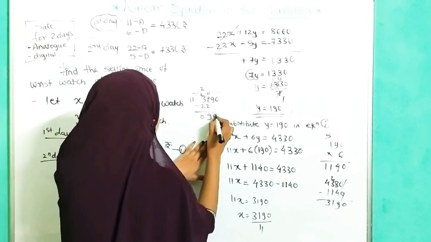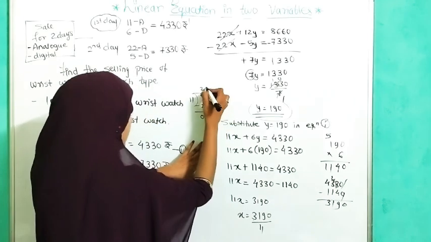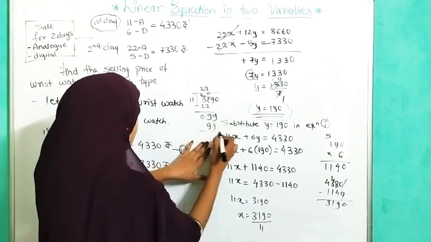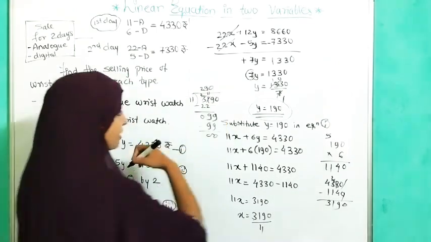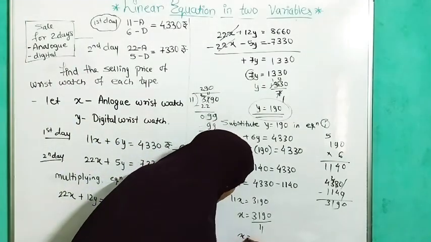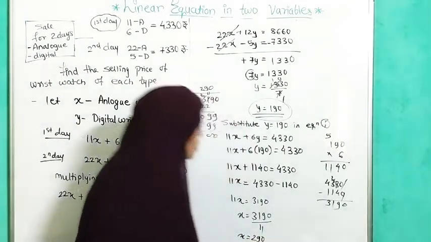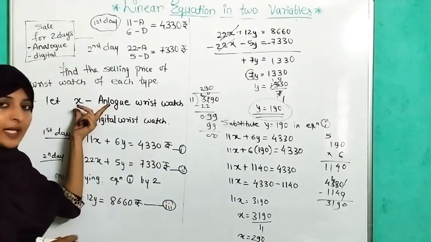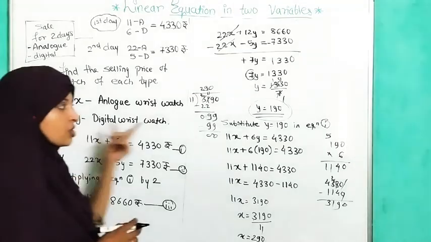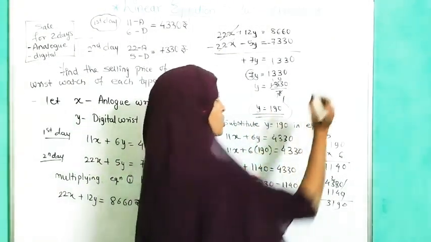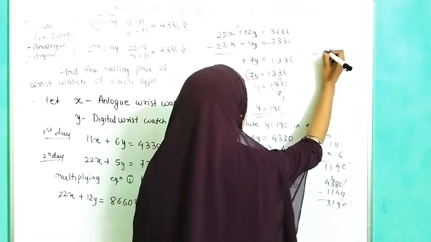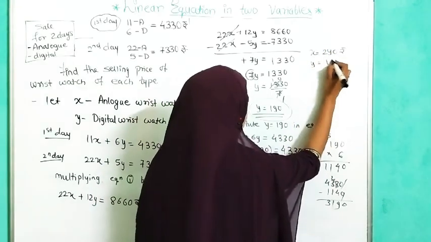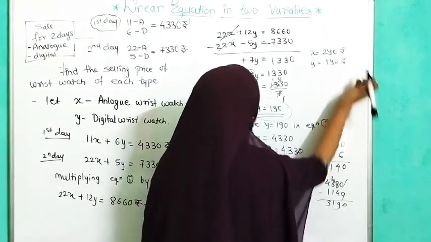9 0 and 99. 2 nines are 18, 1 nine is 9, 99. 0 0 means we get the value of x. X is equal to 290. So we get the value of the analog watch is equal to 290 rupees and the digital watch is 190 rupees. So the value of the analog watch is 290 rupees and the value of the digital watch is 190 rupees.